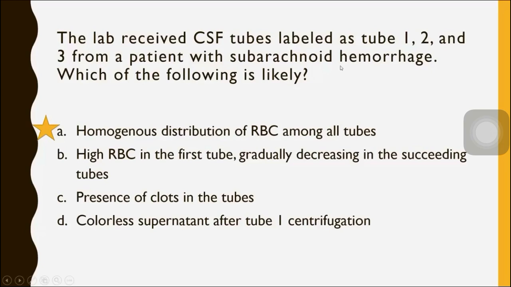So letters B, C, D rather refer to traumatic tap. So again, in traumatic tap, there is an uneven distribution. Mataas yung RBC in the first tube, pababa na up to the third tube.